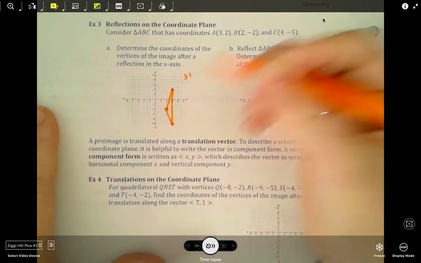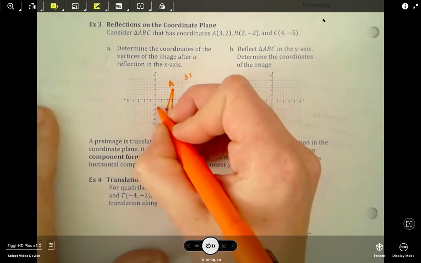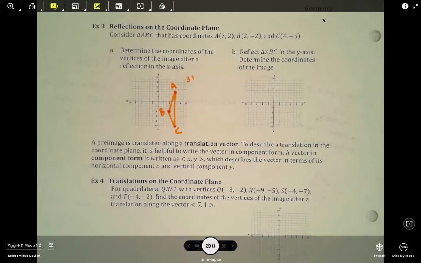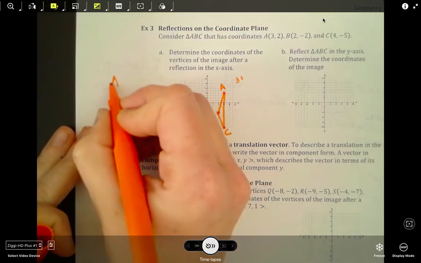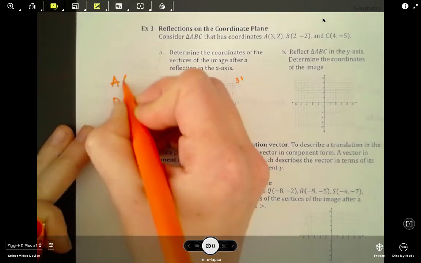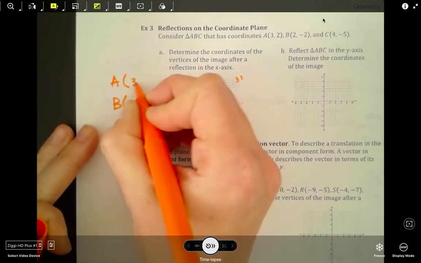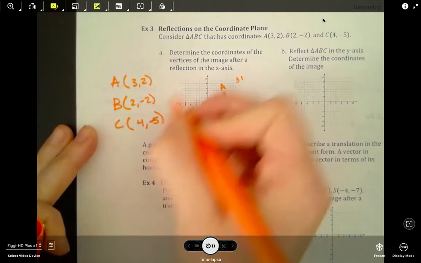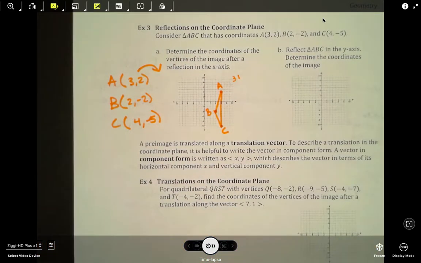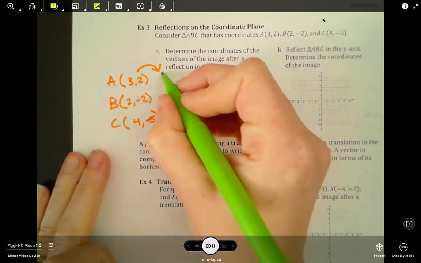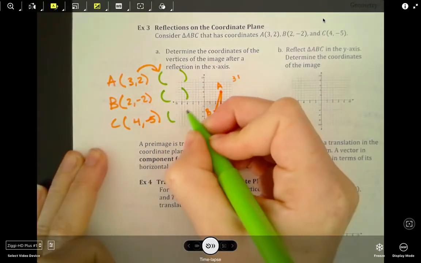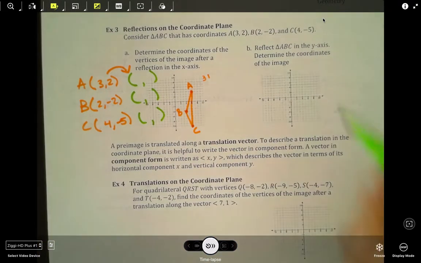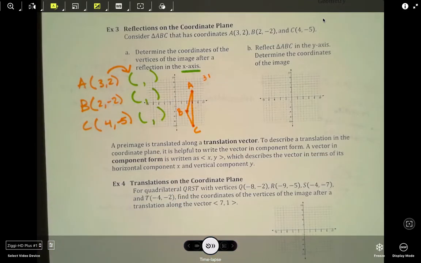Okay. So this is point A, point B, and point C. I'm going to write A, B, C over here and the coordinates next to them. Okay? All right, we are wanting to take this image and reflect it across the x-axis.